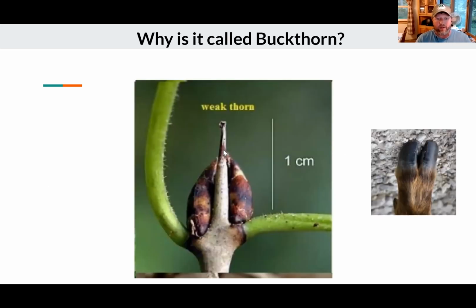So next slide. And I thought this was interesting. I think I've heard this before, but I just remembered it when I Googled it and was like, why is this thing called buckthorn? So the terminal bud on a common buckthorn looks like, you got to use your imagination, but it looks like a buck's hoof with a thorn coming out of the middle. So there's a picture of a buck's hoof just to show you there is some similarity there. So just a fun fact to start us off. Next slide.